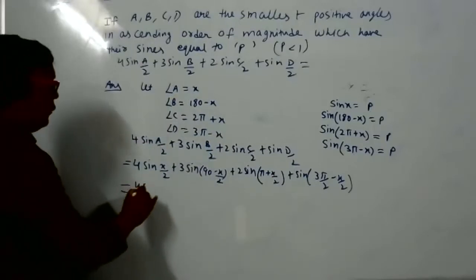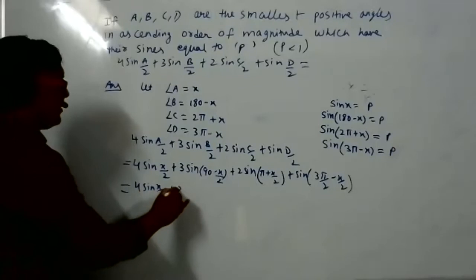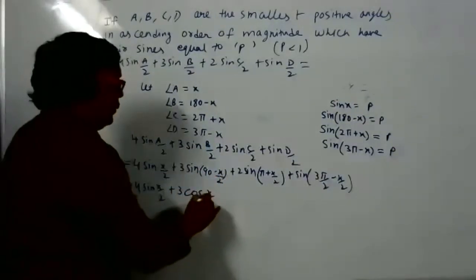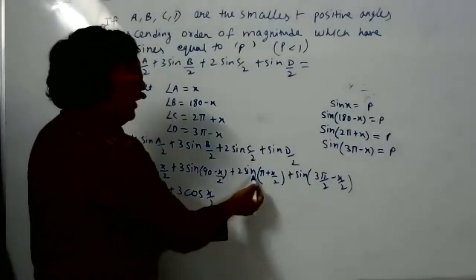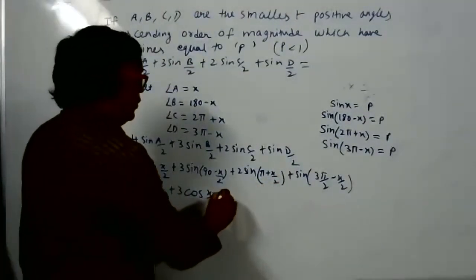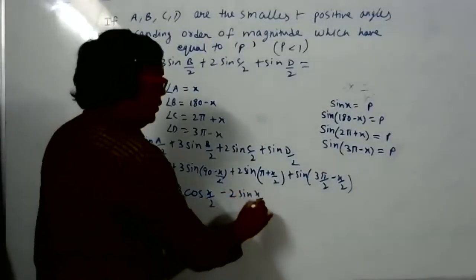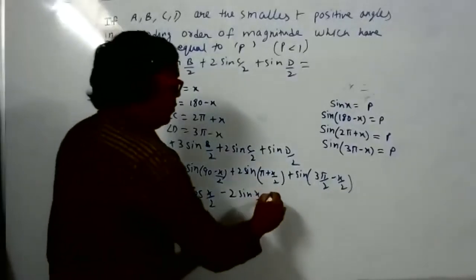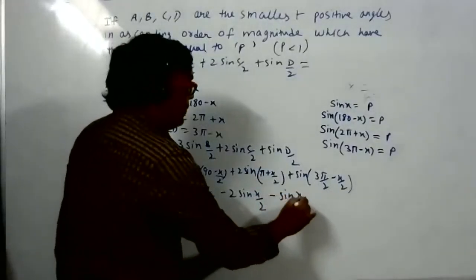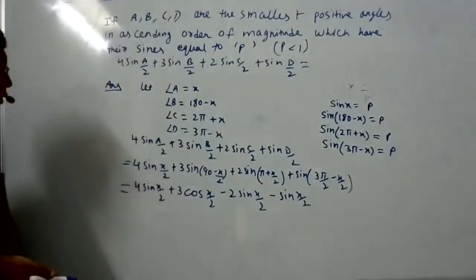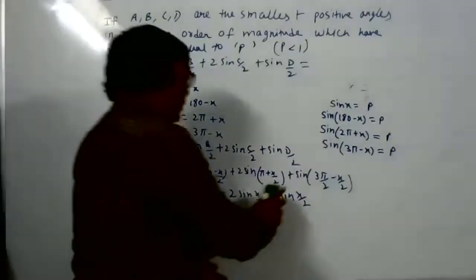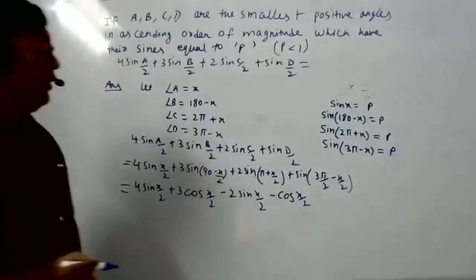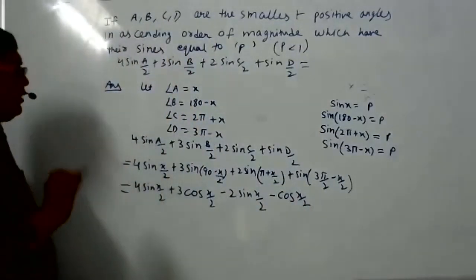Use allied angles. 4 sine x by 2 plus 3 sine 90 minus theta, tell me students, cos theta, so cos x by 2. Sine 180 plus x by 2 is minus sine x by 2. Sine 3 pi by 2 minus x by 2, that is 270 minus x by 2, gives minus cos x by 2. It will be cos here, cos is correct. Only at 3 pi by 2 does it change.